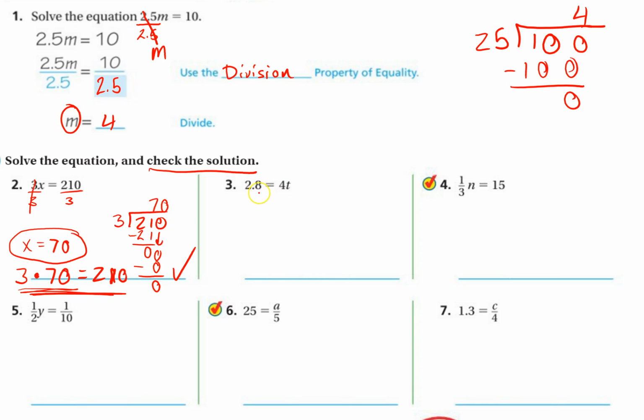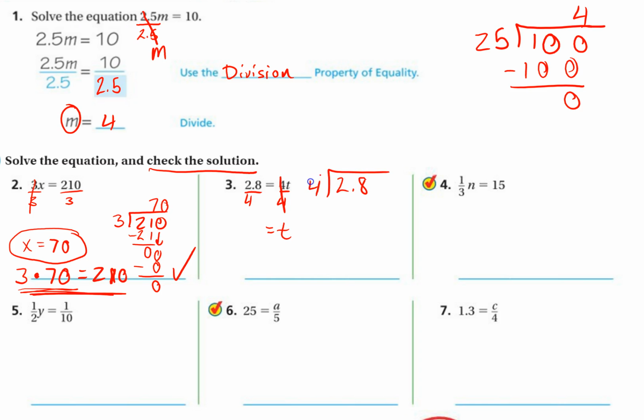All right, let's go on to number 3. Here we have 2.8 equals 4t. I want to get this t by itself. This is 4 times t. The opposite of multiplication is division, so I'm going to divide both sides. What do I divide both sides by? That coefficient, the number that's attached to the variable, 4. That gets rid of the 4 on this side, leaving me with just t over here. And then on the other side, I have to work it out.